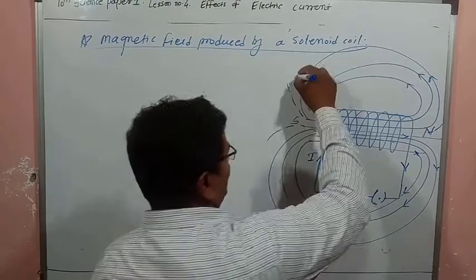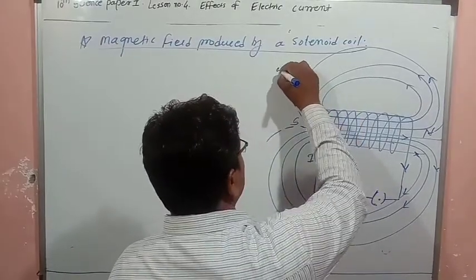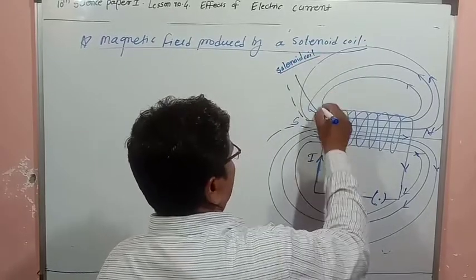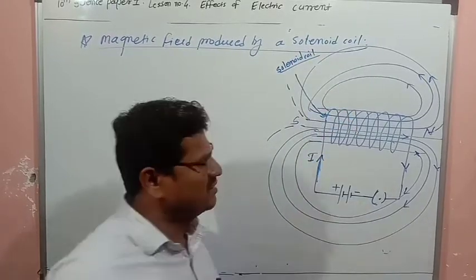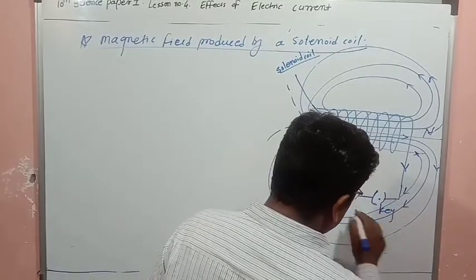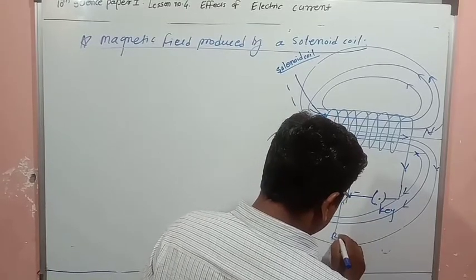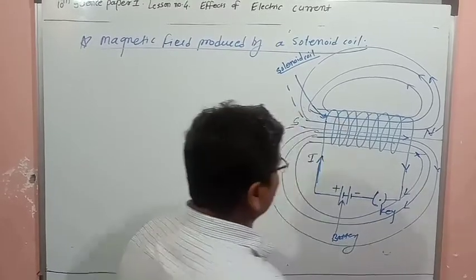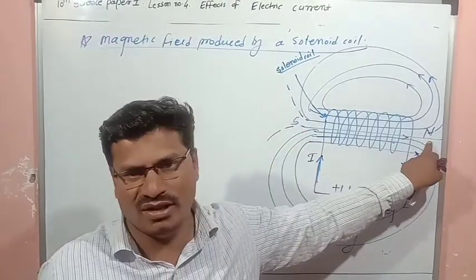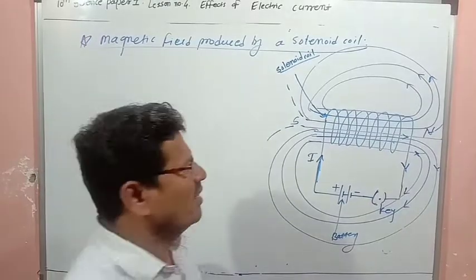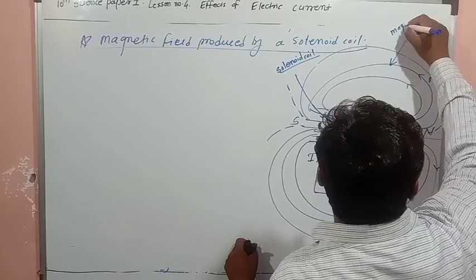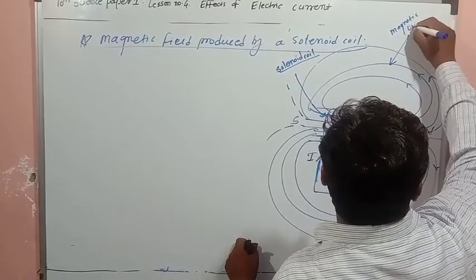So we'll write names. This one is the solenoid coil. Second thing is there, this one is the key, this one is the battery. This side will act as a magnetic south pole, this one will act as a magnetic north pole, and these are magnetic lines of force.